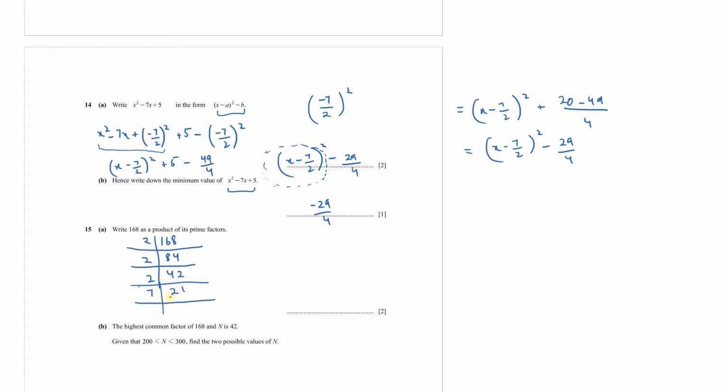And then you can divide by 7. You get 3 here, and then 3 divided by 3 is 1. So you can write it as 2 cube multiplied by 7 multiplied by 3. 2 cube multiplied by 7 multiplied by 3.